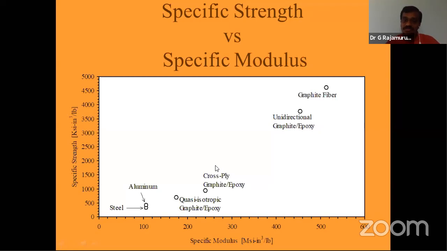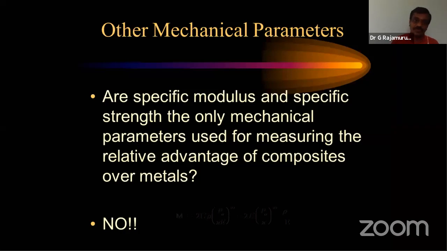But when you go for the graphite fiber and the unidirectional graphite and epoxy fiber, you can see the specific modulus is around 450 or 460, whereas the specific strength is near 4000. So when you use these composite materials, you can enhance the specific strength and specific modulus of a particular material. And just now I told you, the specific modulus and the specific strength are not the only parameters for measuring the advantages of the composite, okay?